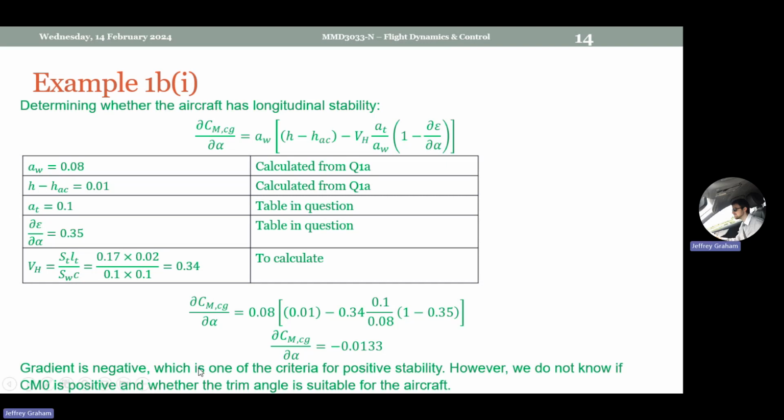Right, negative is one of its criteria, but again, we don't know its CMO value just yet. So that means if you were to plot a graph of this initially, if we know it's negative, it could look like that, it could be there, it could be there. But as soon as it goes under like that, CMO is now negative. Obviously, it's losing one of its criteria.